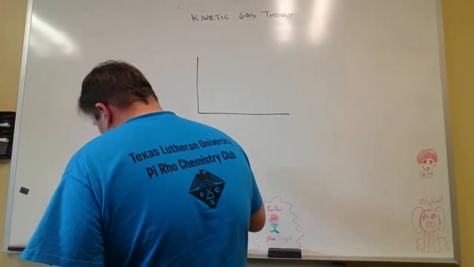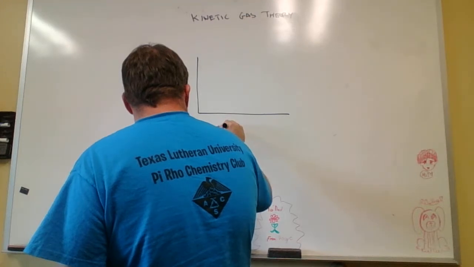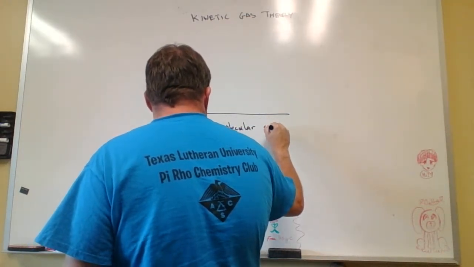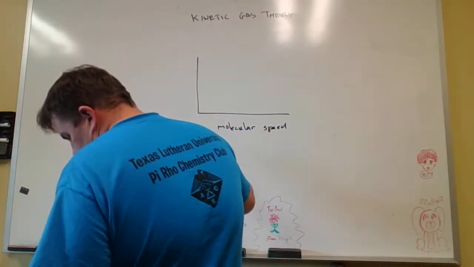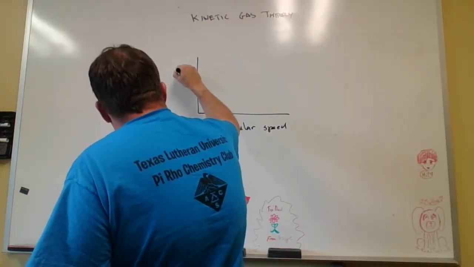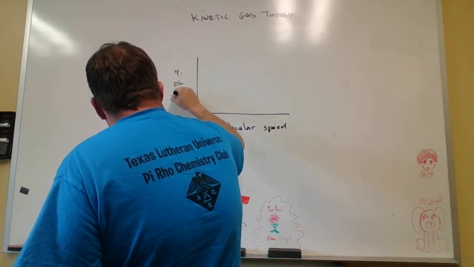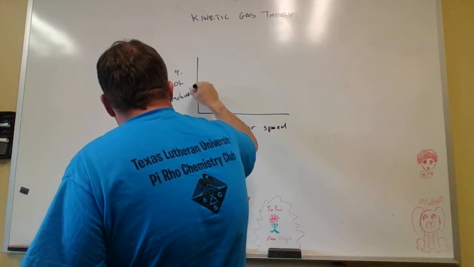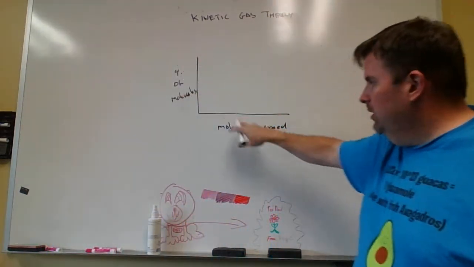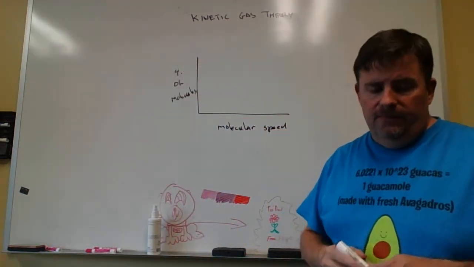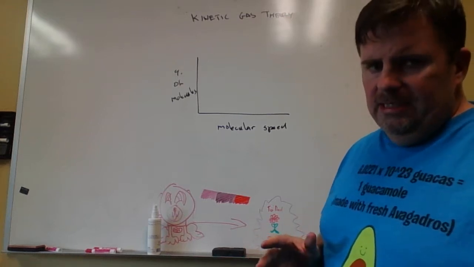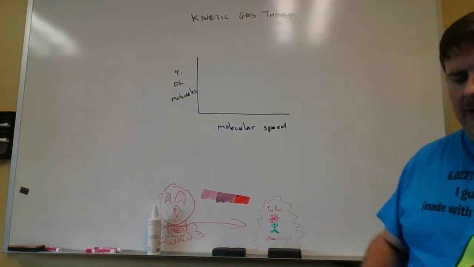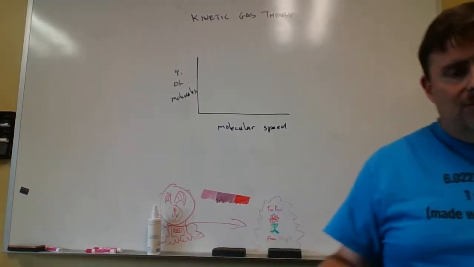graph that's associated with this, here's molecular speed, or atomic speed if it's an atomic gas. And up here is the percentage or the frequency of molecules. So percentage of molecules over here, molecular speed on this side. What this means is that at a certain temperature, I'm going to get things moving at different amounts.